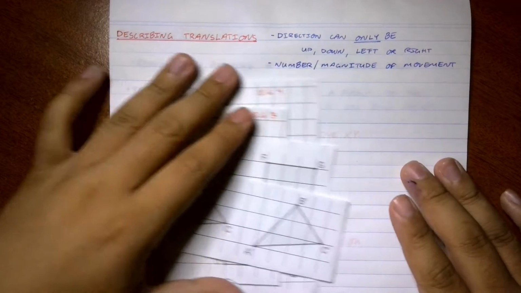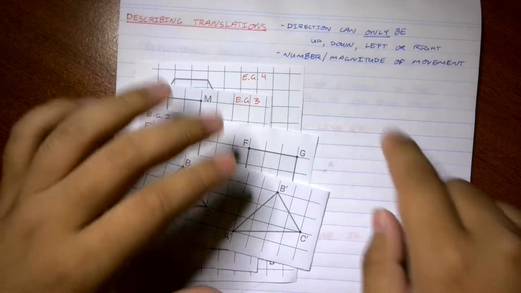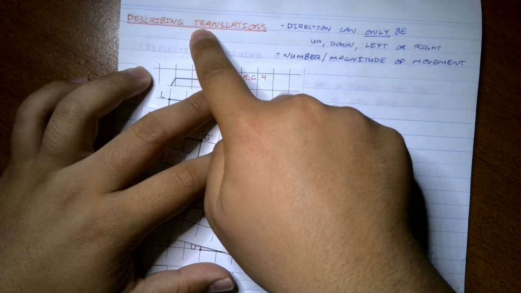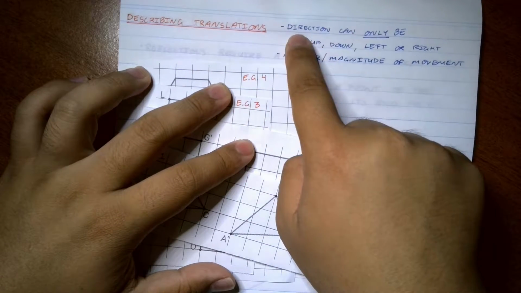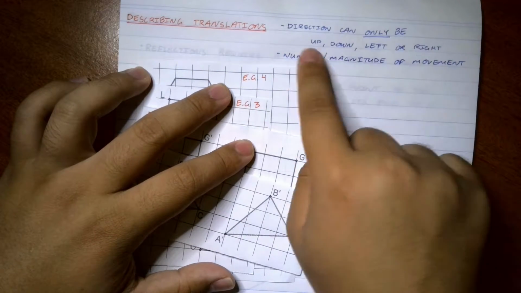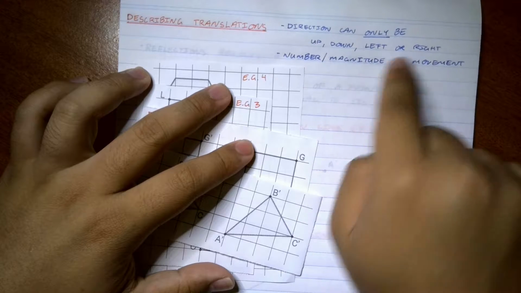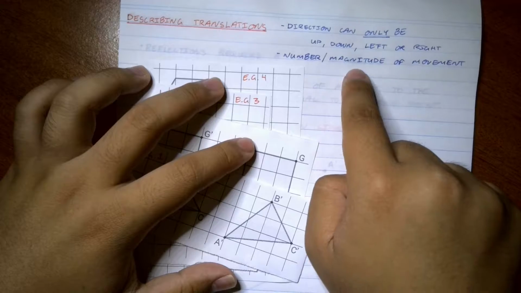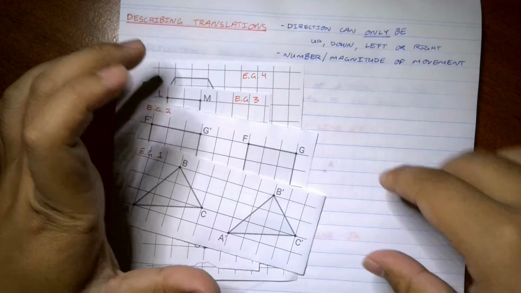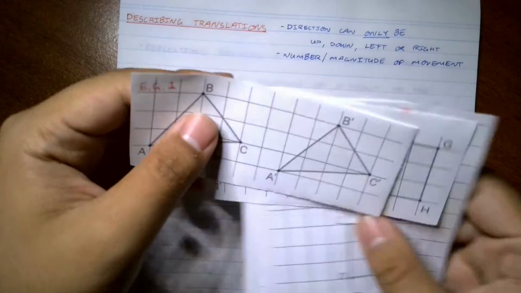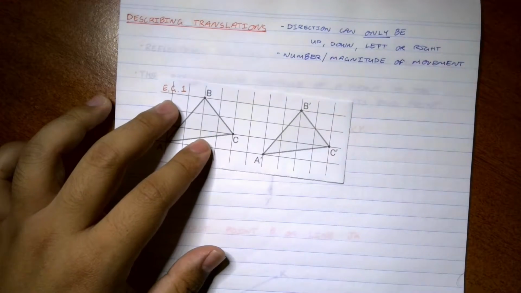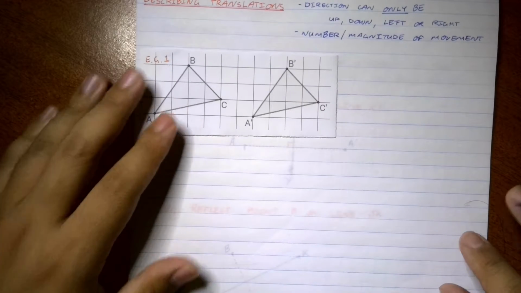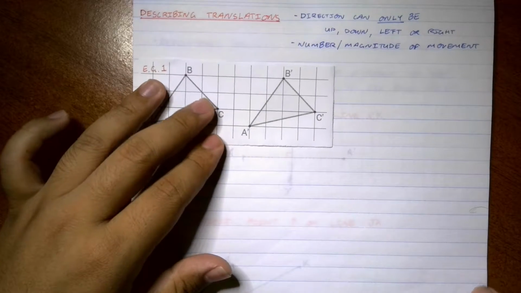Now just as a reminder, if you haven't yet seen the previous videos on this, when we apply any translation, the direction can only be one of the following: up, down, left, or right. And a translation involves a number or a magnitude of movement. So I'm going to first show you this using this first example, and after this you can try yourself to describe them. So here we have example 1.